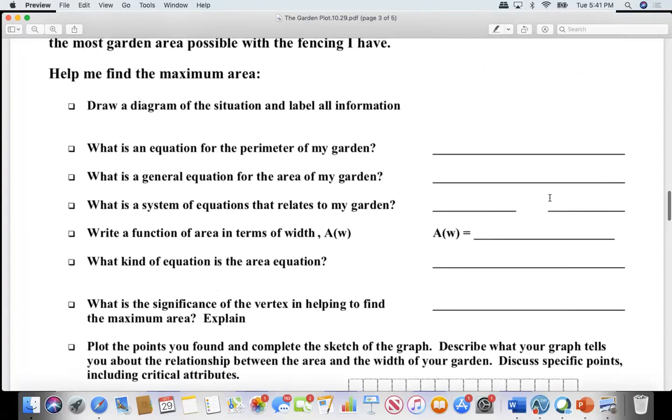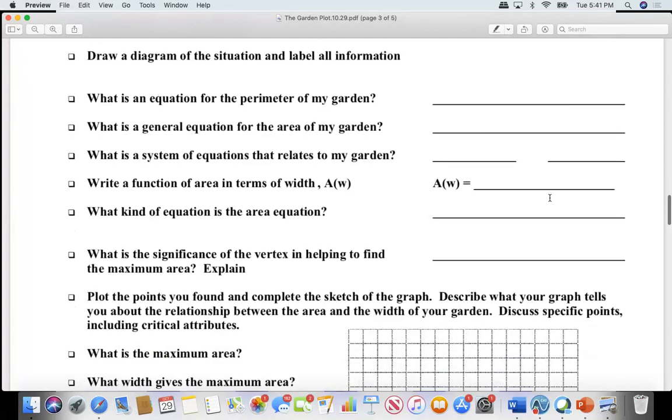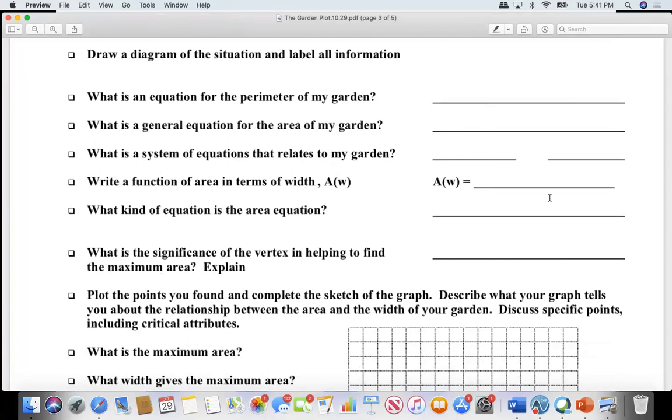So some questions that are asked are, what's an equation for the perimeter of my garden? What is the general equation for the area of my garden? What are the system equations that relate to my garden? So at this point, this is another really powerful situation where we have a perimeter equation and an area equation. So all of a sudden we've got these three variables moving around, and how do I actually create a function that would help me answer some of the questions about the garden? And so a really important part right here is that they're introduced, but connecting it with the systems of equations.